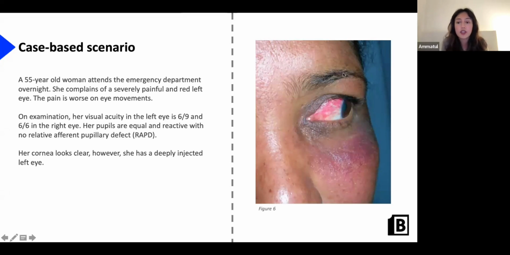So if you just take a look at this picture, you may also use the presentation on her cheeks as a clue as to what she may be presenting with. Okay, so take a moment to think about it.